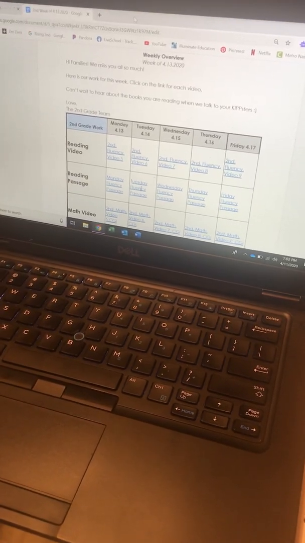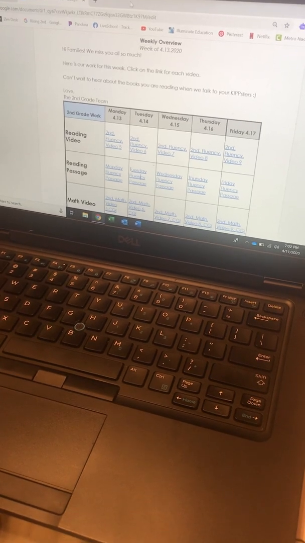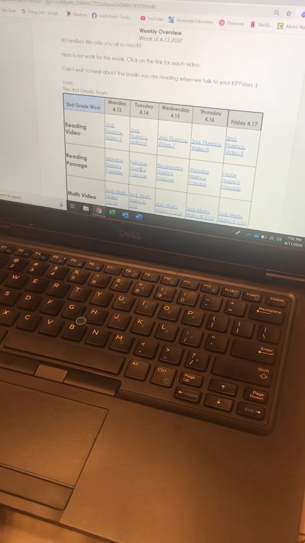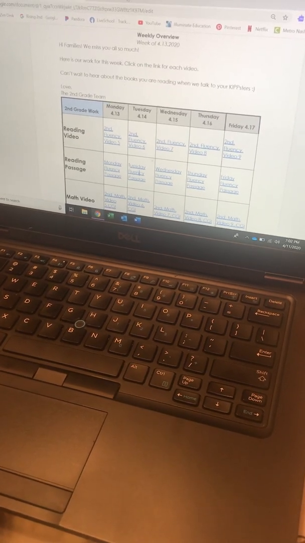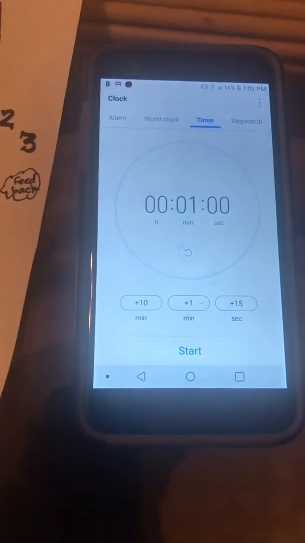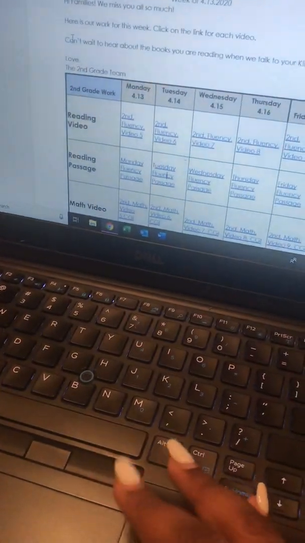Today we will be reading a passage for 1 minute to track how many words we read and accurate reading rate percentage. There are 5 easy steps you must do when reading fluency. Step 1. Set a timer. Use any device to set a timer for 1 minute. Step 2. Read a passage. You're going to read a passage provided for you in the weekly overview.